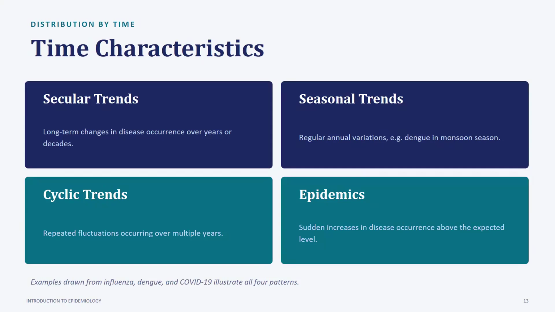Then we have time characteristics, like secular trends, long-term changes in disease occurrence over years or decades. Then we have seasonal trends. These are the regular annual variations, like dengue occurs more in monsoon season. Cyclic trends are repeated fluctuations occurring over multiple years, and epidemics are sudden increases in disease occurrence above the expected level.